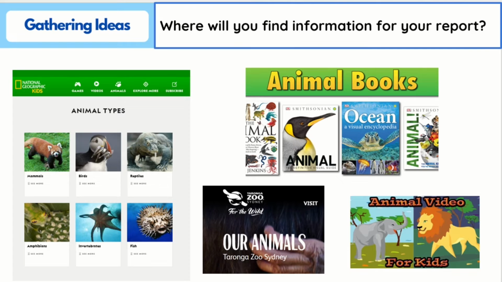Where will you find information for your report? You can find information on animals on the internet. You can look at websites like National Geographic Kids. You can look at zoo websites as well. They will have information on animals. There are also books and videos too. So I'm actually going to look for some information on websites, and you can join me while I do that.